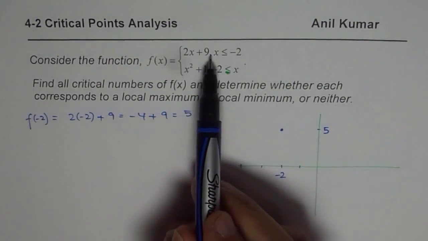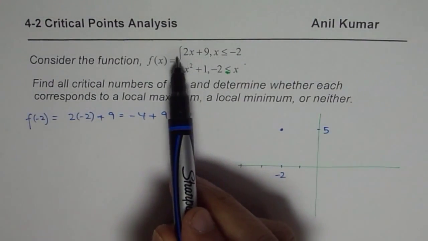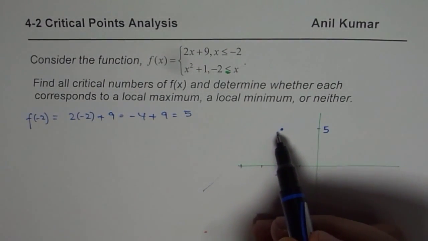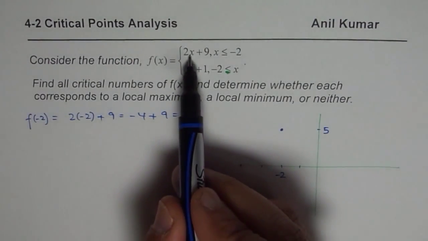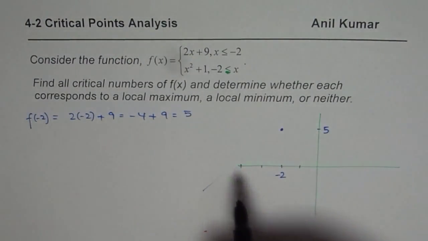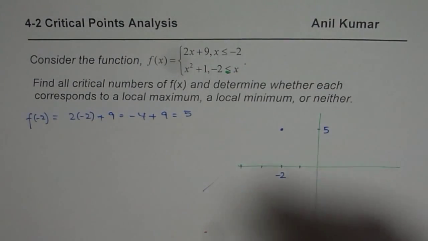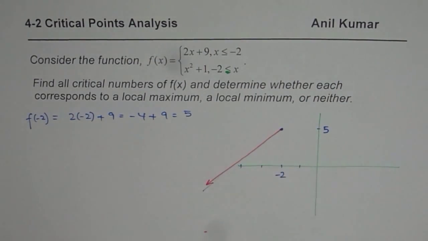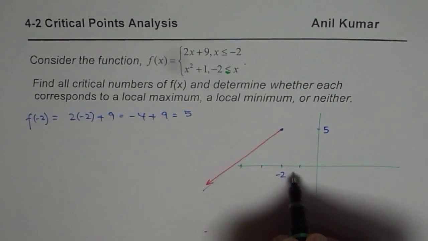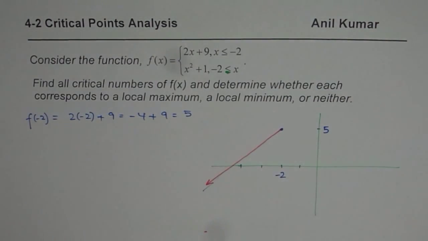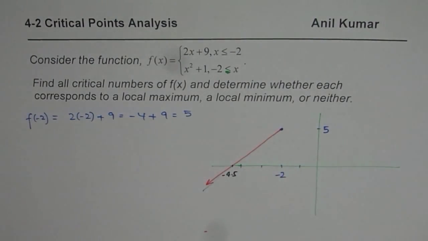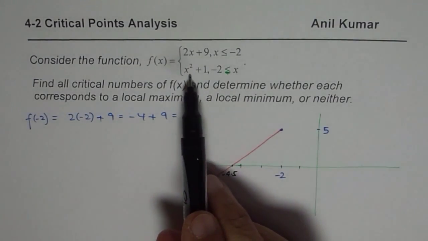Now, when x is less than minus 2, it is a straight line, correct? So we can draw a straight line from here. Just to find another point, you can find the x-intercept, which is at minus 4.5. So let me sketch the function from here, kind of like this, and extend it. So this point will be 4.5 with a negative sign. That becomes the x-intercept. Now on the right side of minus 2, it is a parabola.